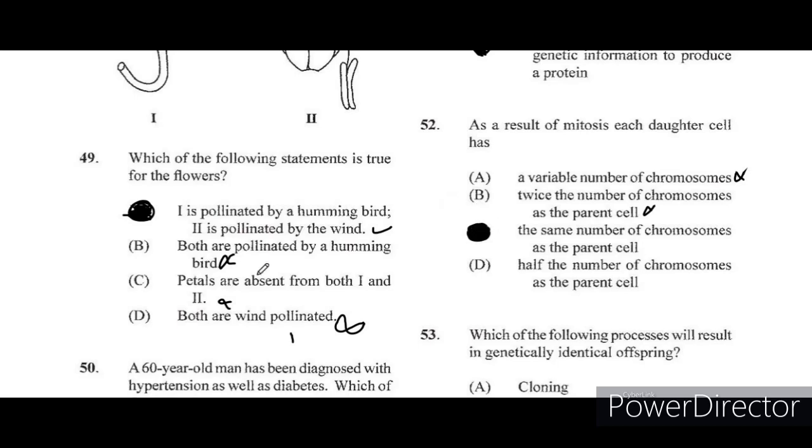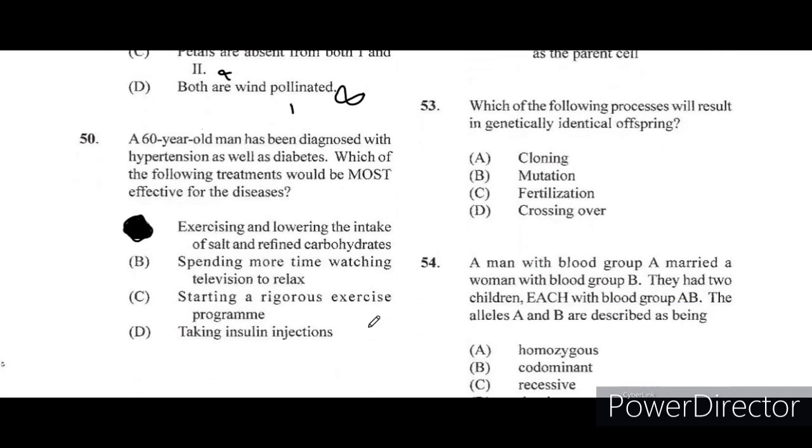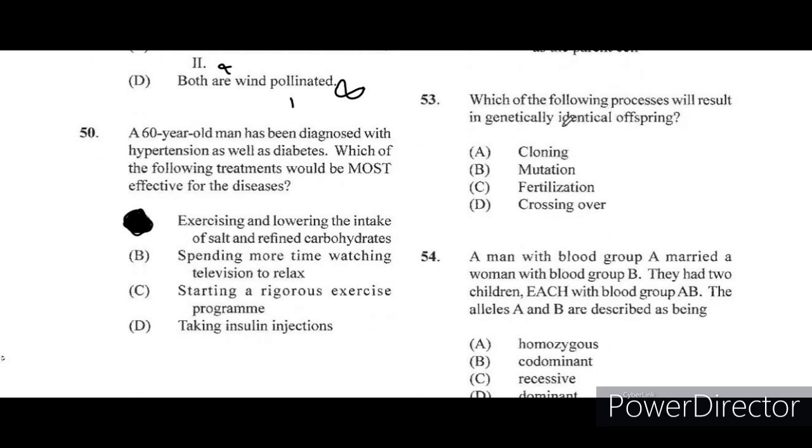Two of them, too. Now, which of the following processes will result in genetically identical offspring? Cloning, mutation, fertilization, or crossover? It's cloning. Genetically identical. The rest of these will cause genetic variation: mutation, fertilization, and crossing over. This happens in meiosis to foster genetic variation.